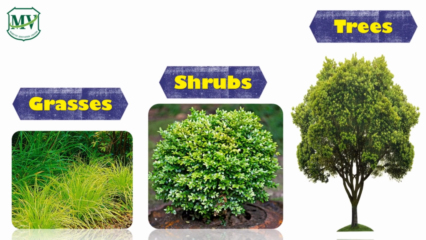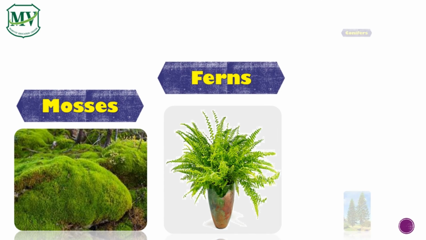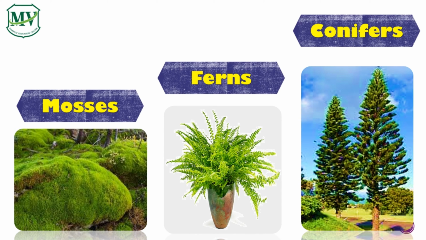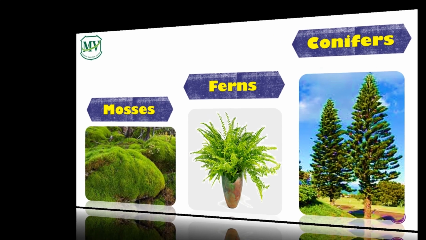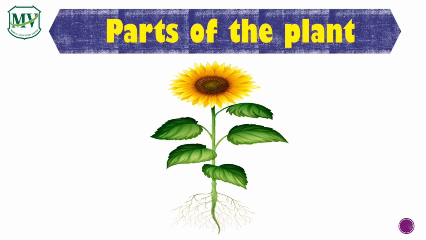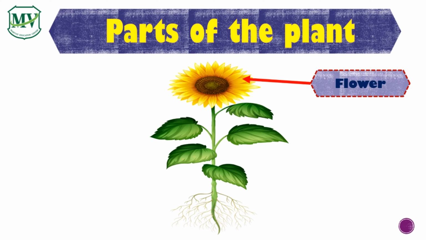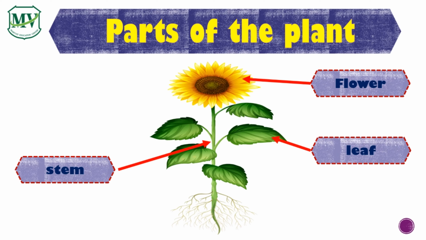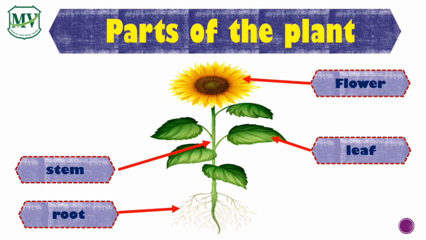Here are some examples of the plant: the grasses, the shrubs, and the trees, the mosses, the ferns, and the conifers. Now let's check the different parts of the plant. Can you guess the different parts of the plant? Very good! We have the flower, the leaf, the stem, and the root.